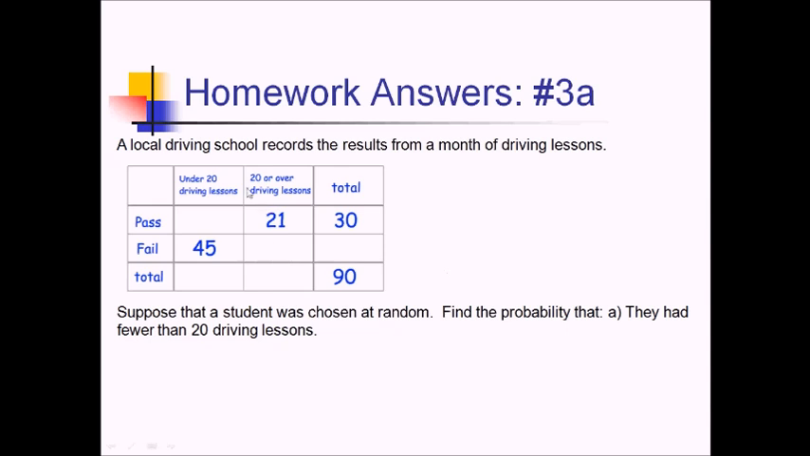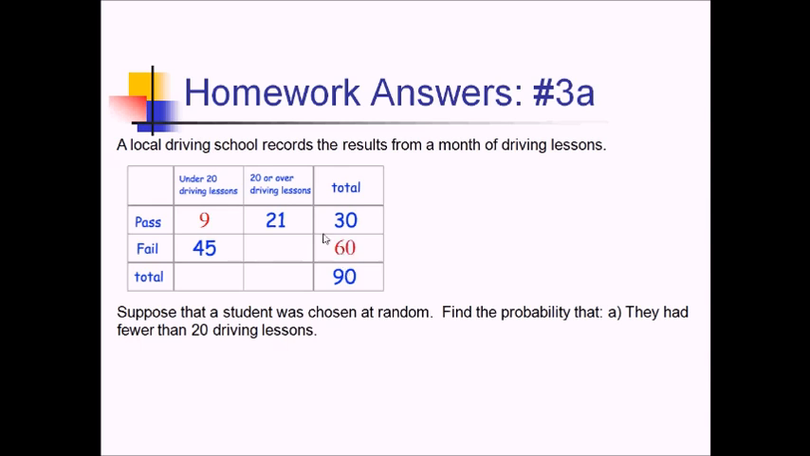First cell that we can fill out is the under 20 and still passing one. We've got 30 minus 21 is going to give us 9 for that. We don't have enough to know how many 20 or over people failed, but we do know that a total of 60 people failed, 90 minus 30.